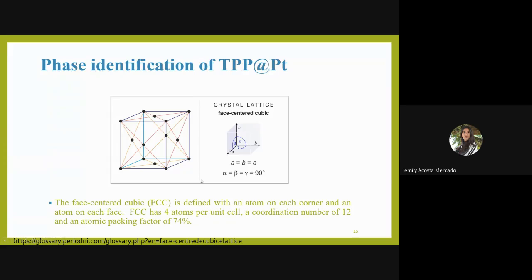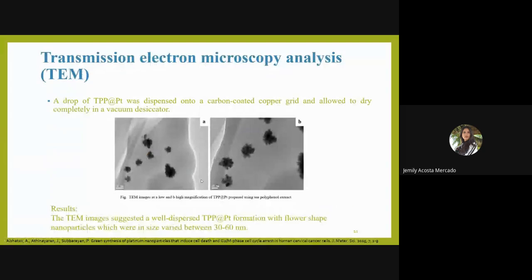A transmission electron microscopy analysis was done with a drop of the nanoparticle dispersion placed onto a carbon-coated copper grid and allowed to dry completely in a vacuum desiccator. The figures show the TEM image of the nanoparticles, whose size varies between 30 and 60 nanometers, in figure A with low magnification and figure B with high magnification. The TEM image suggests a well-dispersed nanoparticle formation with a flower shape.